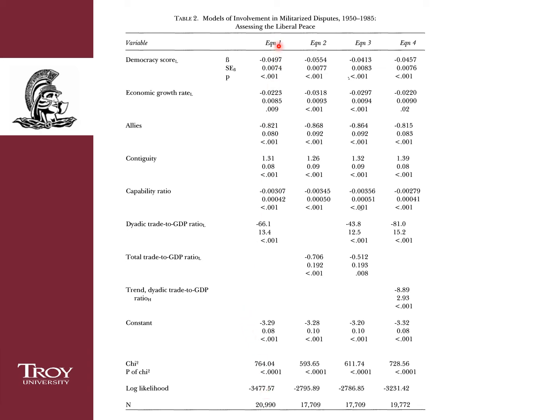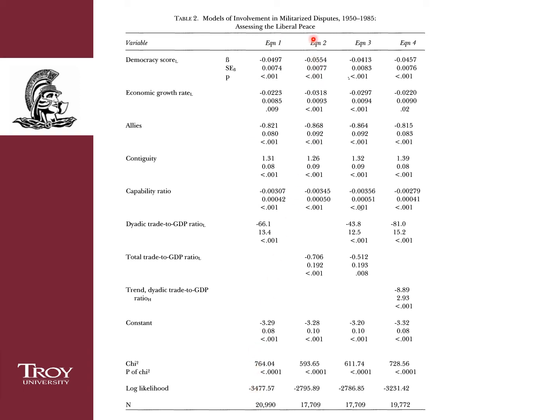And so in the first, or here they have equation 1, right? In the first column, we're seeing the results of when they run their regression with democracy, economic growth rate, allies, contiguity, capability ratio, and dyadic trade to GDP ratio. And then see, we have these blank areas here. That means there are two other variables or ways of measuring them that were not included, right? So this is basically one model being tested.